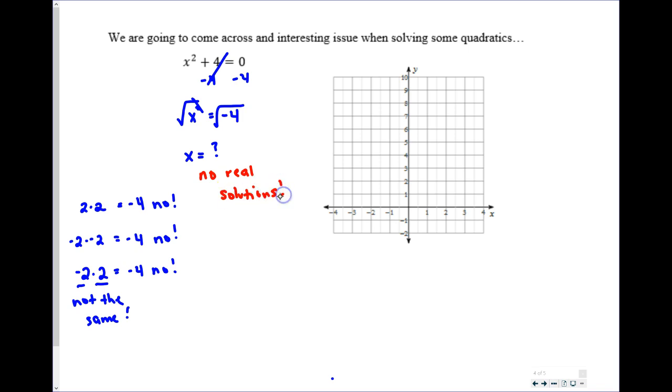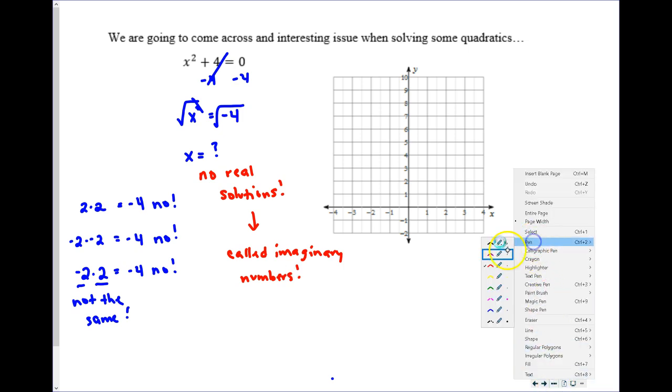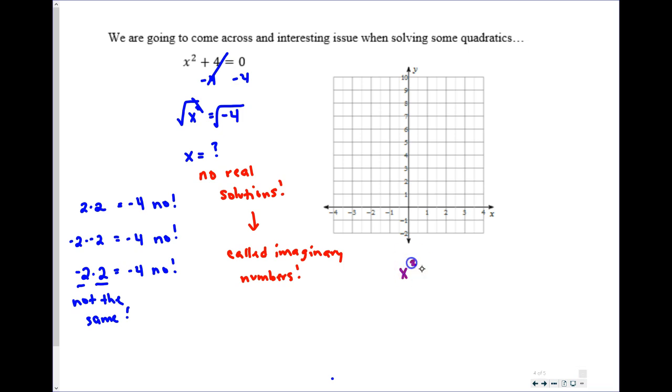Now, when you get to Algebra 2, you're going to learn that these are called imaginary numbers. Because we have no real numbers. And the reason they're imaginary is because we kind of know something exists about them. And I'm going to show you that in the graph. So I'm going to go ahead and graph this equation. So here's my equation. I'm going to rewrite it. I've got x squared plus 4 equals 0. So I'm actually going to write it like this. I'm going to replace that 0 with a y, because that will help me graph this.